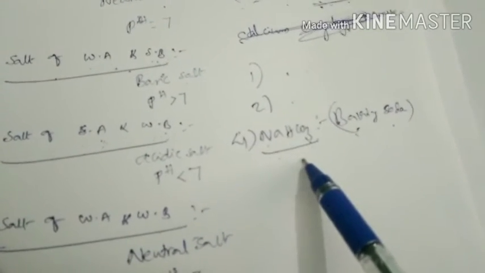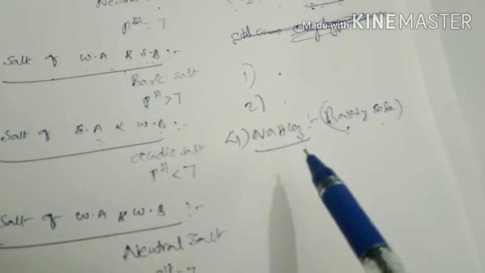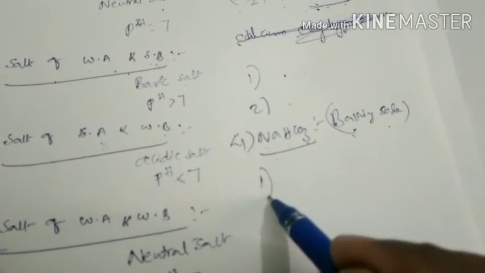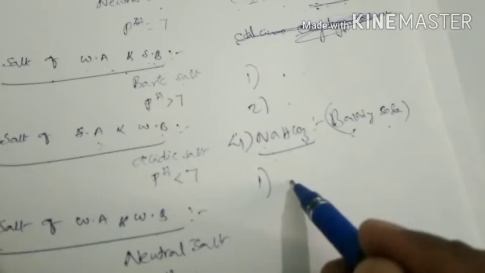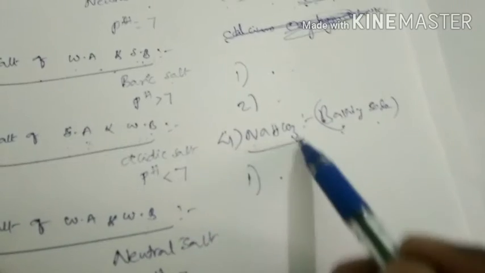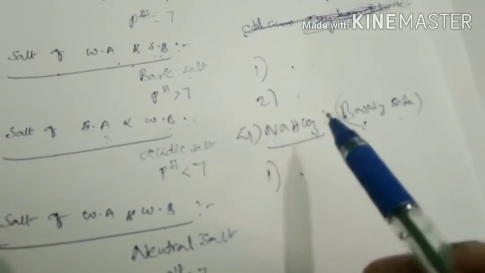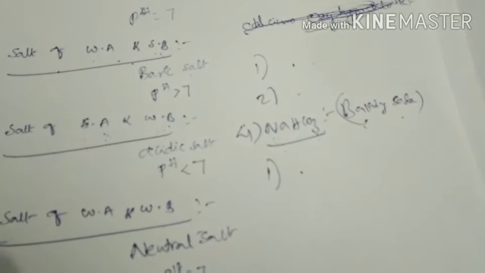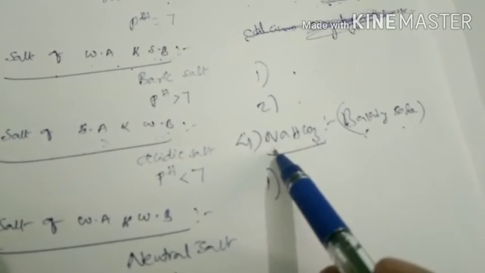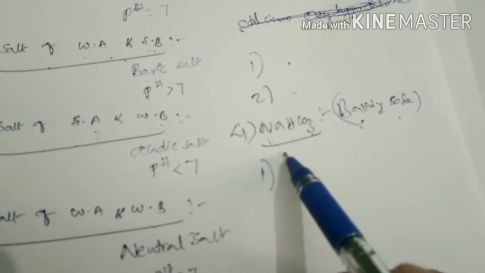Here we discuss directly the uses. First, it is used as an antacid because of its basic nature. Because of that nature, it is used as an antacid. In the previous video, we discussed antacids. An antacid is a substance which neutralizes excess acid in the stomach. So NaHCO3 is one of the antacids due to its basic nature.